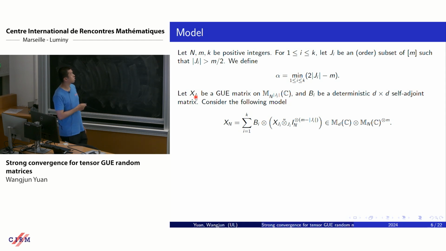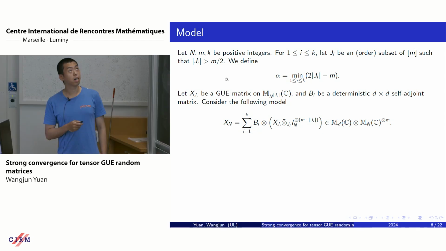Now I define X_Ji to be a GUE matrix of dimension n to the power of the absolute value of Ji. Here is a small remark: I don't require the Ji to be different. But in case, for example, that J1 equals J2, the matrices X_J1 and X_J2 are still viewed as different GUEs.